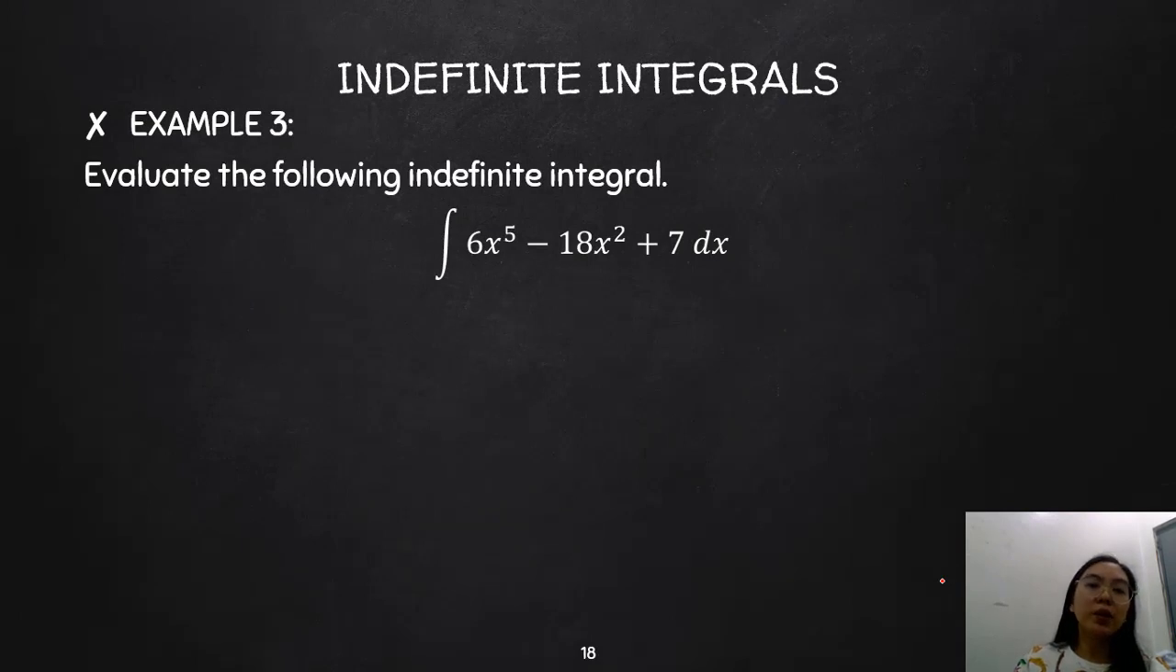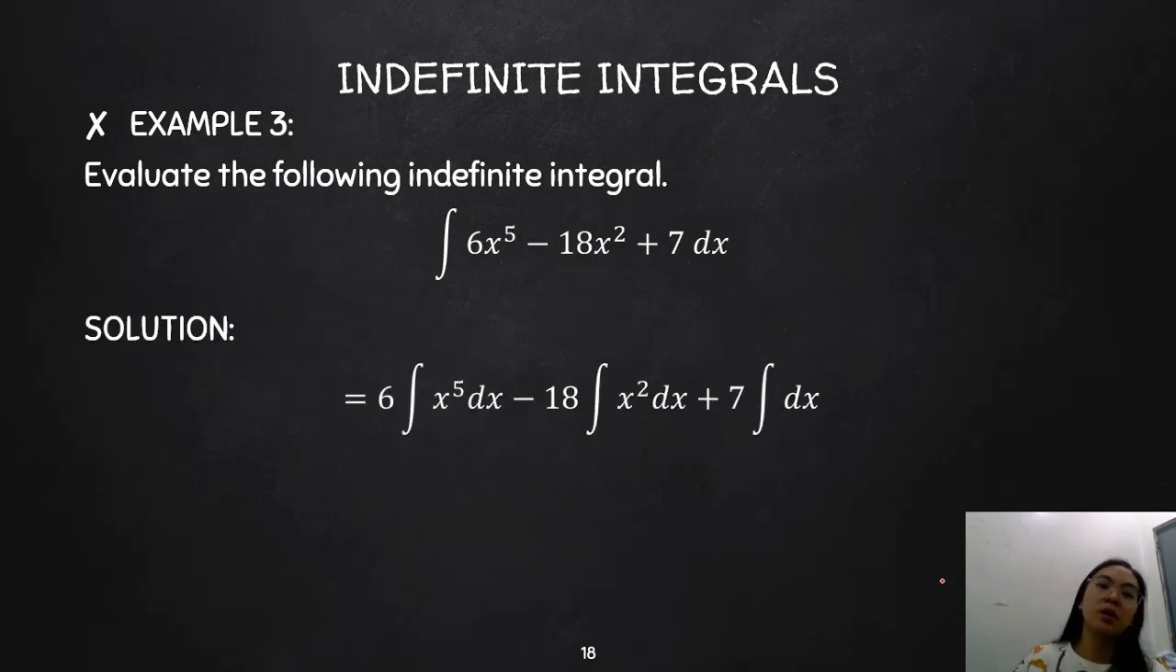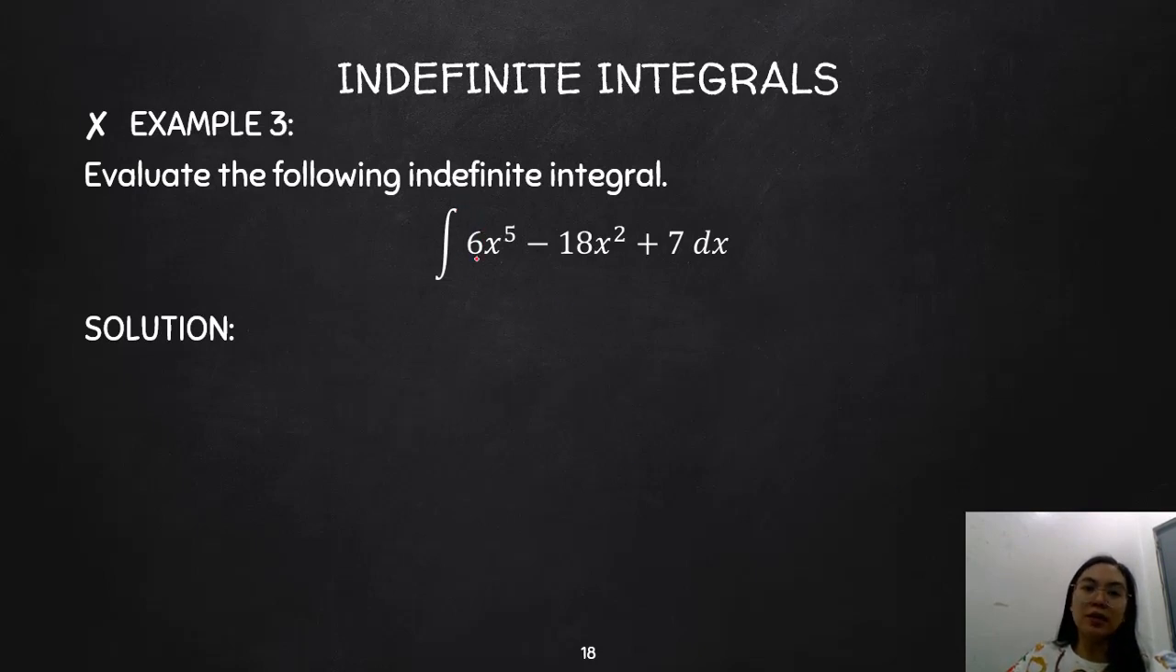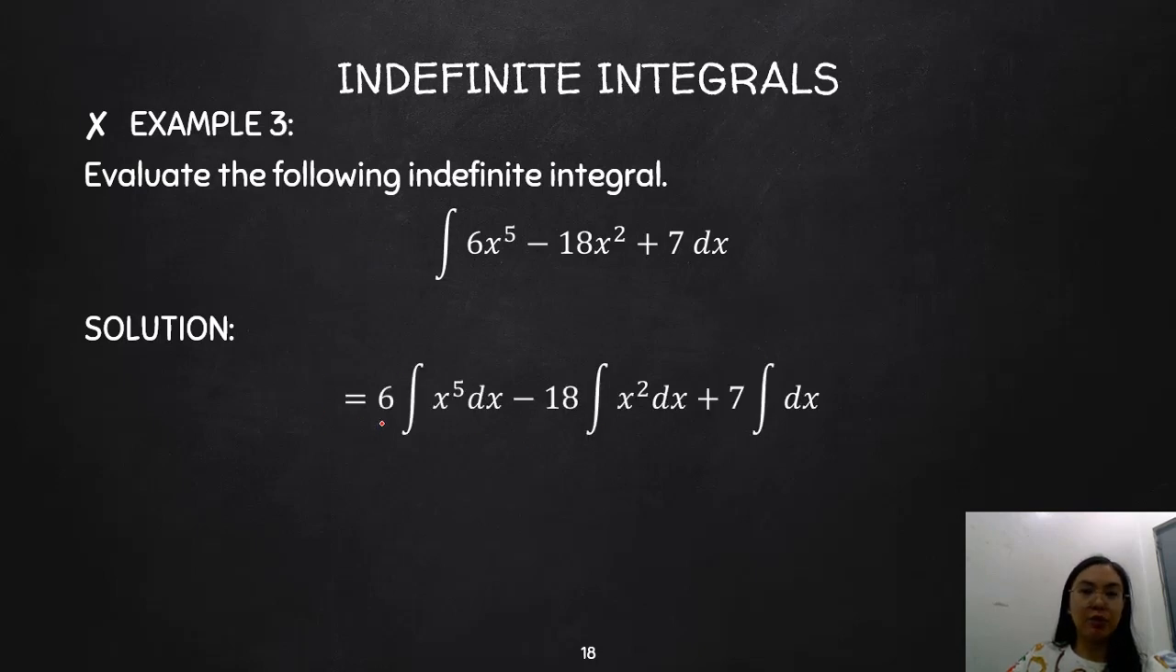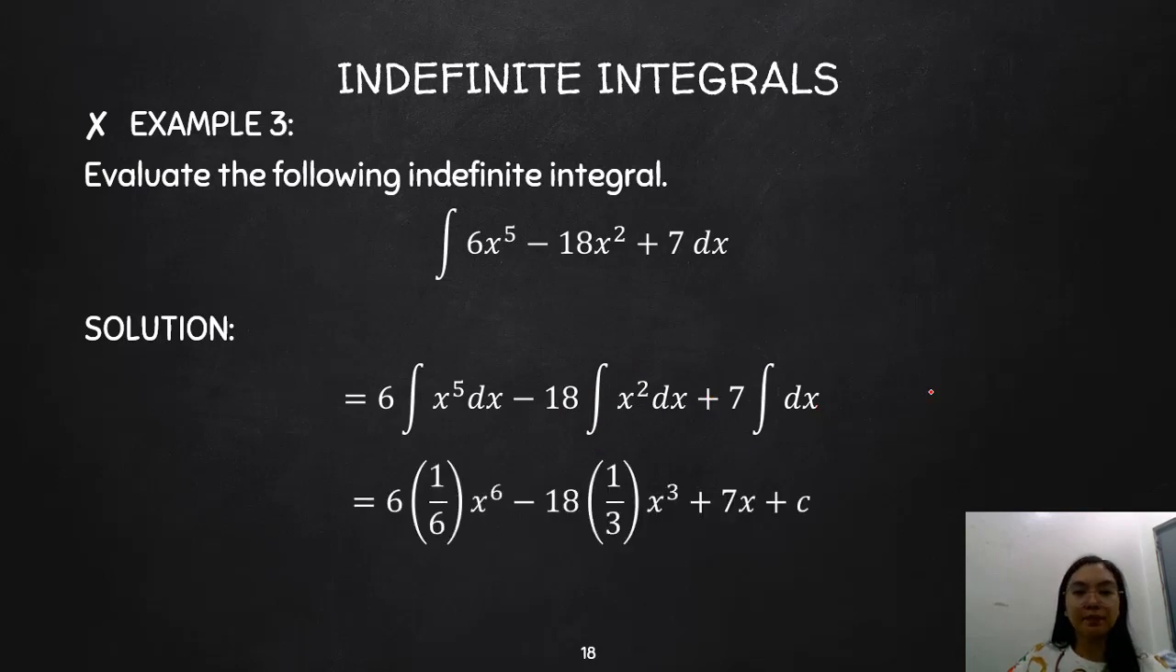So, let's take a look at another example. So, you have the integral of 6x raised to 5 minus 18x squared plus 7 dx. Again, by property 1, you could just distribute the integral symbol, and by property 2, you can put the constant outside, such that you will be provided with this particular equation. You have 6, the integral of x raised to 5 dx minus 18, the integral of x squared dx plus 7, the integral of dx.